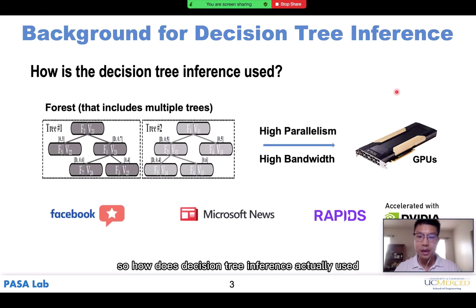So, how is decision tree inference actually used? A lot of companies use GPUs for tree inference to leverage massive thread-level parallelism and high memory bandwidth to provide high-throughput inference. For example, Facebook uses a high-throughput tree inference engine on GPU to decide which notification to send to billions of users, and Microsoft News selects customized content to display. NVIDIA uses a high-throughput tree library, RAPIDS FIL, on GPU to serve massive inference requests.